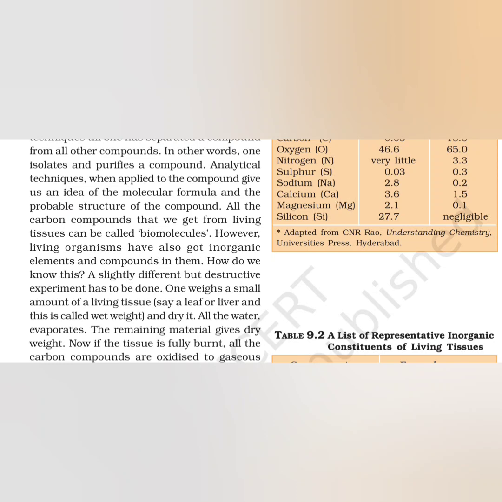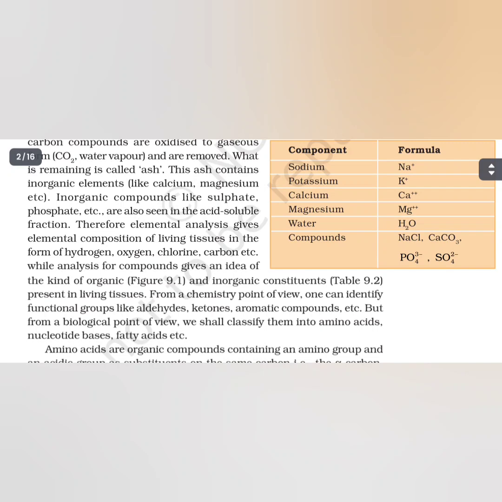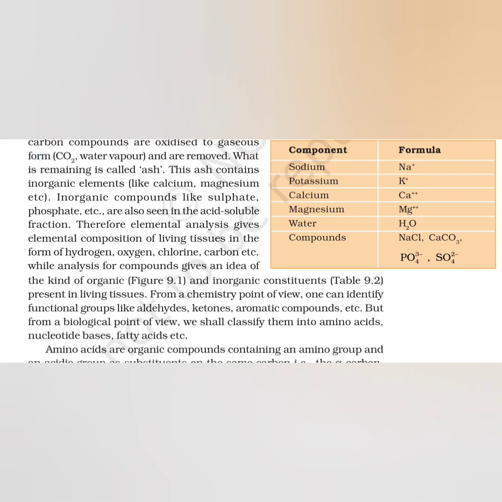A slightly different but destructive experiment has to be done. One weighs a small amount of a living tissue, say a leaf or liver, and this is called wet weight, and dries it. All the water evaporates. The remaining material gives dry weight. Now, if the tissue is fully burnt, all the carbon compounds are oxidized to gaseous form, CO2 and water vapor, and are removed. What is remaining is called ash. This ash contains inorganic elements like calcium, magnesium, etc. Inorganic compounds like sulfate, phosphate, etc. are also seen in the acid soluble fraction.